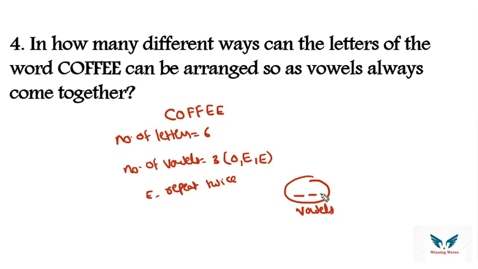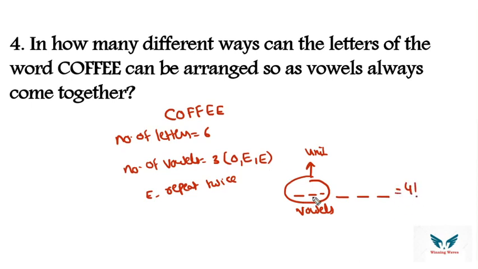So 1, 2, 3. So out of 6, if 3 are finished, the remaining 3 consonants are left. So what are those? C, F, F. Right. So this is 1 unit. Okay. Then 1, 2, 3. So in total you will be having 4 different elements. So we can arrange them in 4 factorial ways.